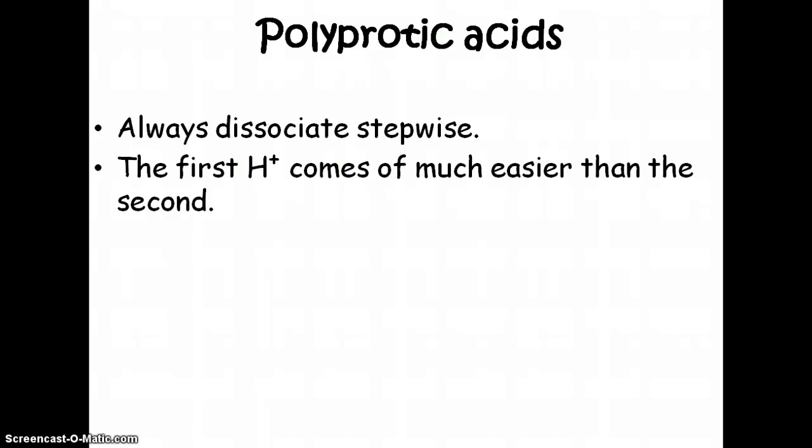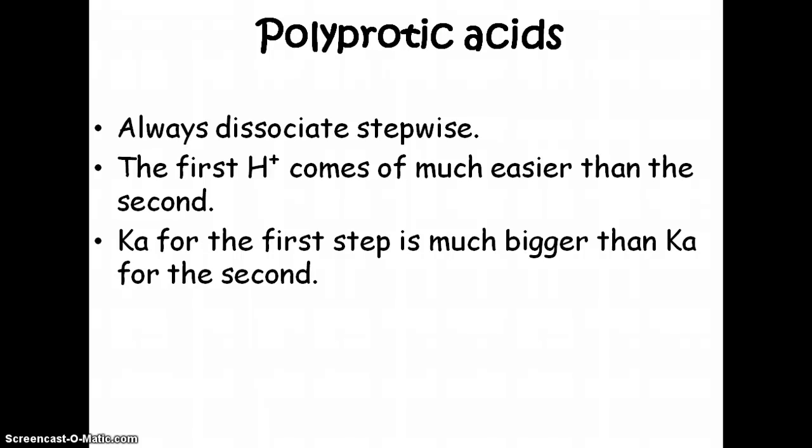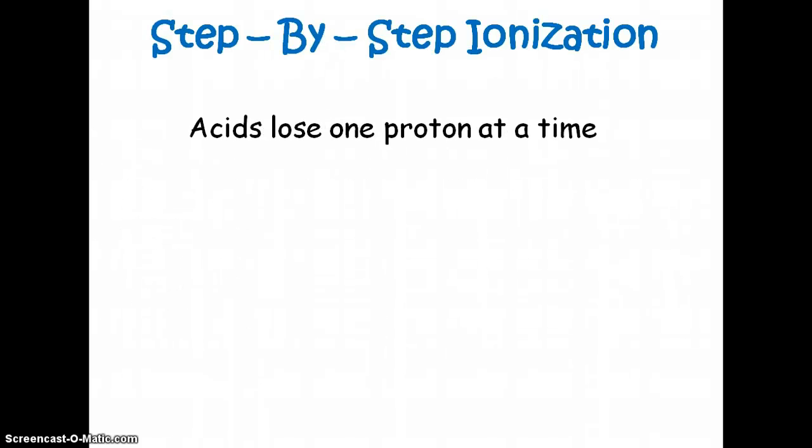They always dissociate stepwise, so the H's come off one at a time. The first H always comes off the easiest, and then the second, and then the third. This means that the Ka for the first step is going to be much larger than the Ka for the second step, and then so on for the third step. These steps are going to be denoted Ka1, Ka2, Ka3, so that's how you'll know what step it's associated with. When we say step-by-step ionization or dissociation, we're talking about one hydrogen coming off at a time.